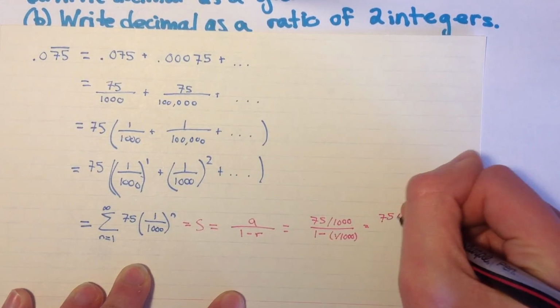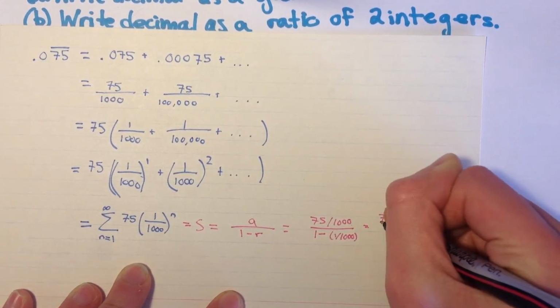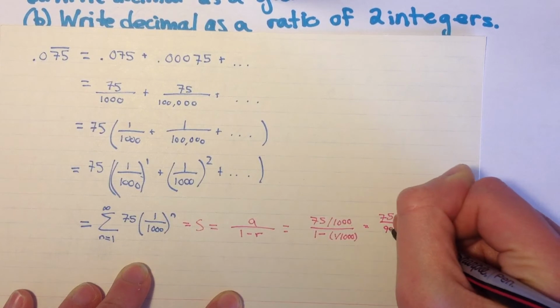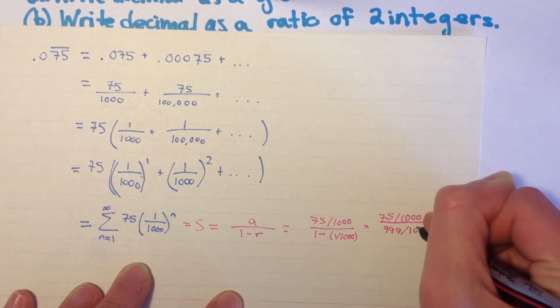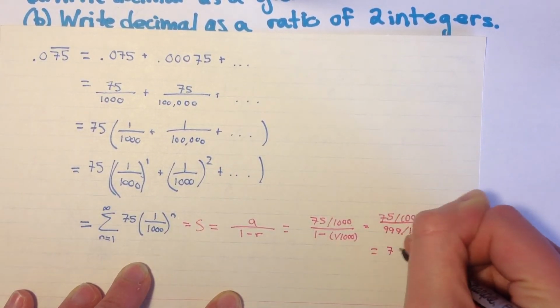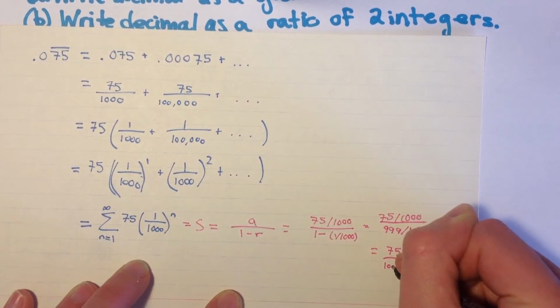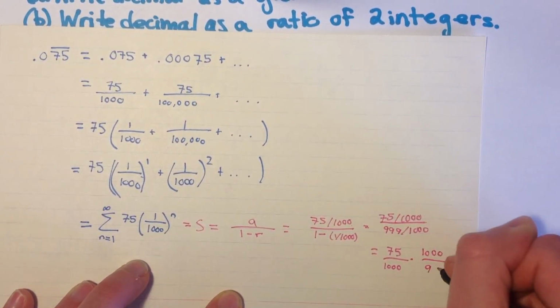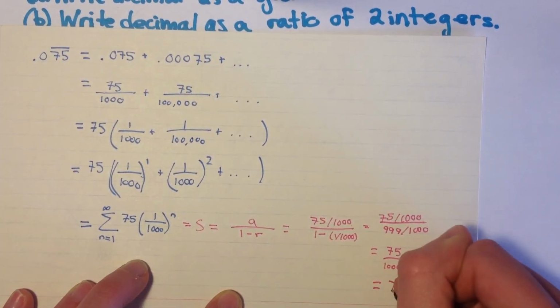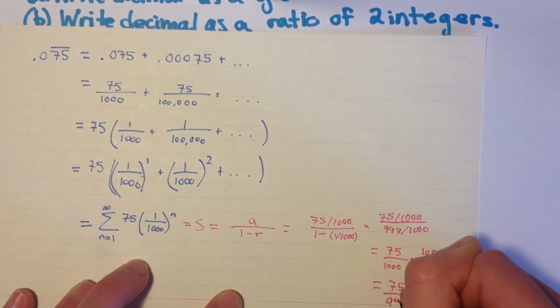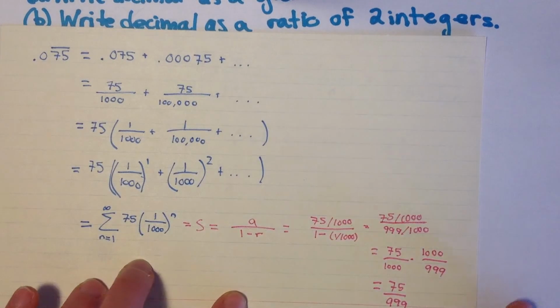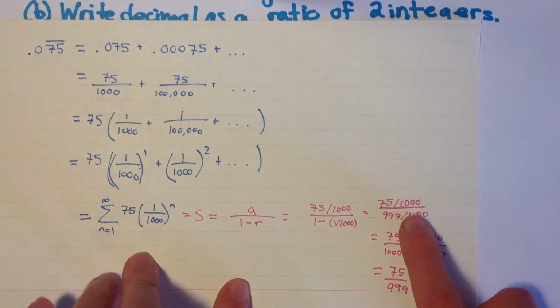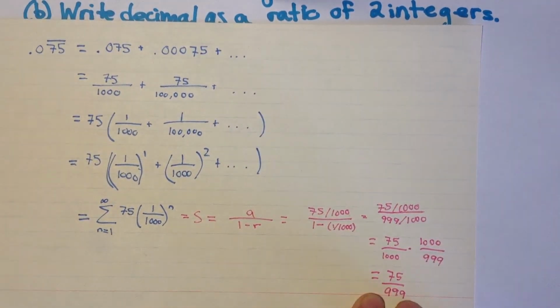We get 75 over 1,000 divided by 999 over 1,000. And I'm just going to rewrite this to get my actual ratio. I mean, I have the unsimplified ratio. So I just expanded this out, and I ended up with 75 over 999.